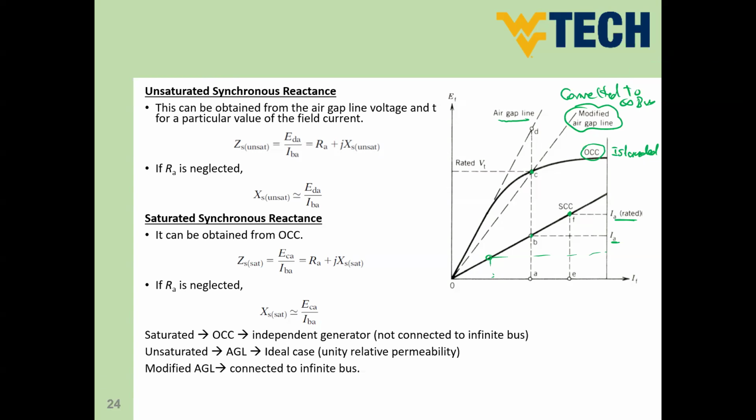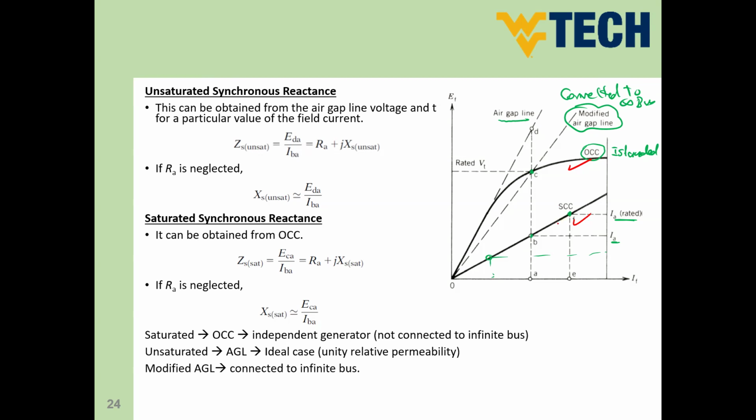And from these tests, we will have the data to draw two curves, the open circuit characteristic and the short circuit characteristic. And from these two curves, we can draw a third and a fourth curves. So a third curve is the modified air gap line, and another curve is the air gap line. So we have now four curves. Three are related to the open circuit characteristic, and one is from the short circuit characteristic.